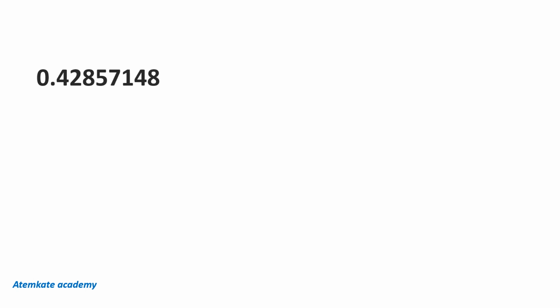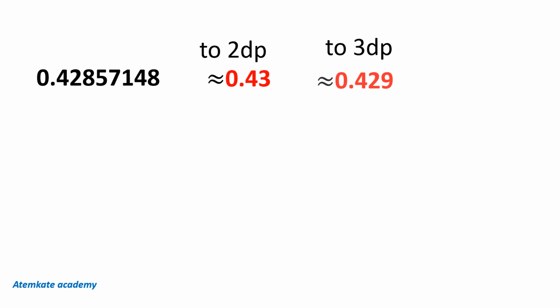Approximating this to two decimal places, we count after the decimal point, 1, 2, we see that the number next to 2 is 8, which means we round up 2 to 3 to get 0.43. So we say it is approximately equal to 0.43. To three decimal places we get 0.429. To one decimal place we get 0.4.